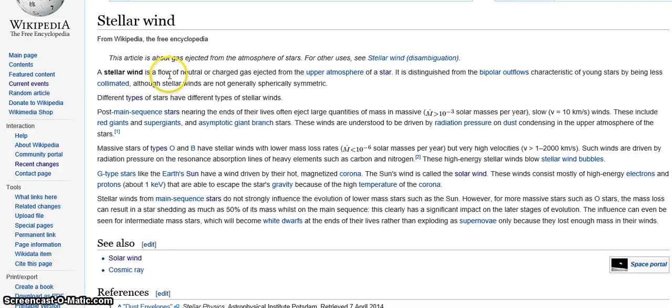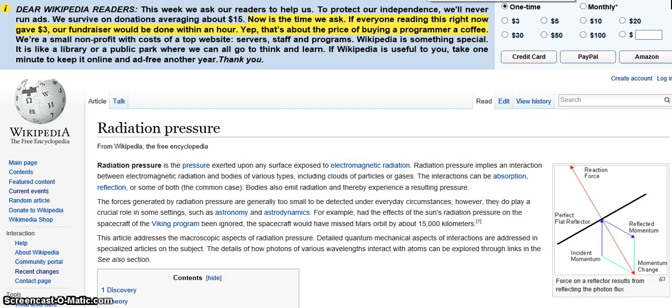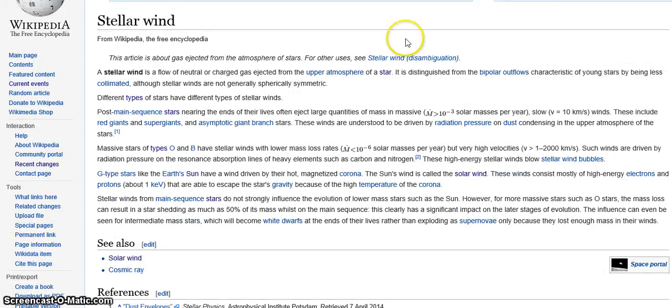Stellar wind is a flow of neutral or charged gas ejected from the upper atmosphere of a star. Now, they really don't have an explanation for stellar wind. All they do is say, oh, it's radiation pressure. They say these winds are understood to be driven by radiation pressure on dust condensing in the upper atmosphere of the stars.